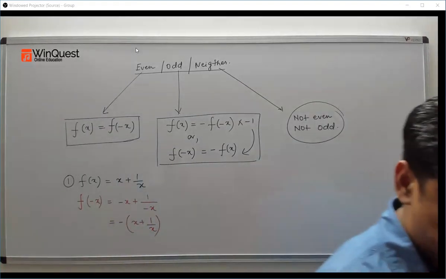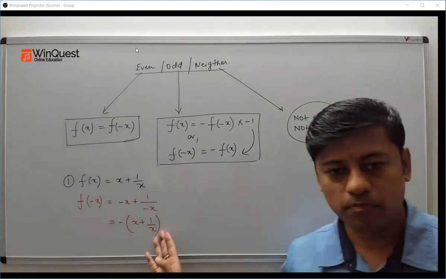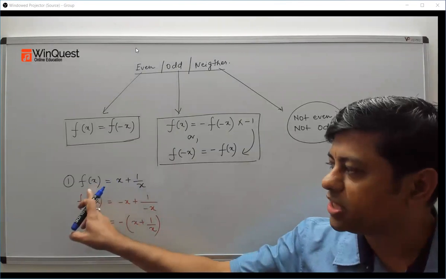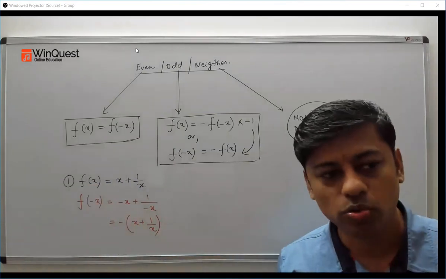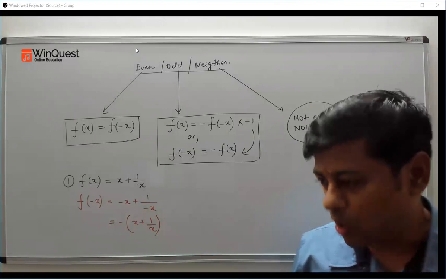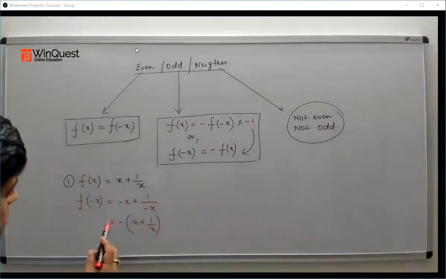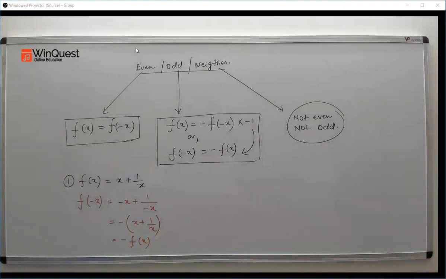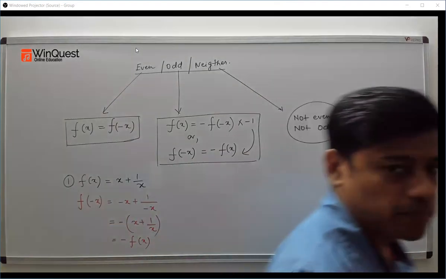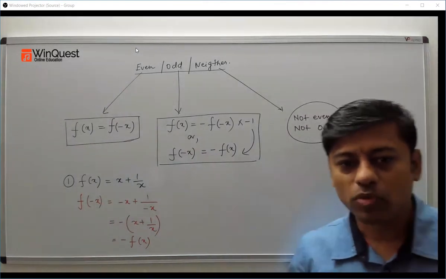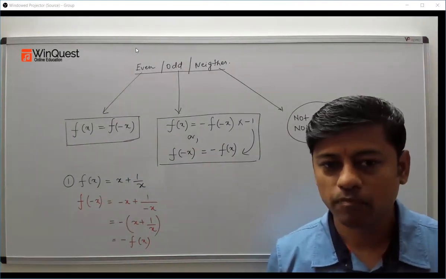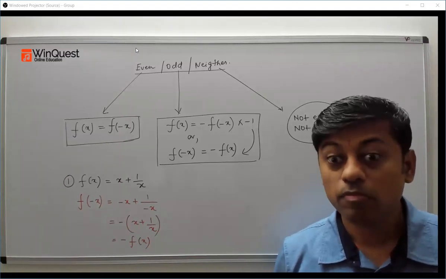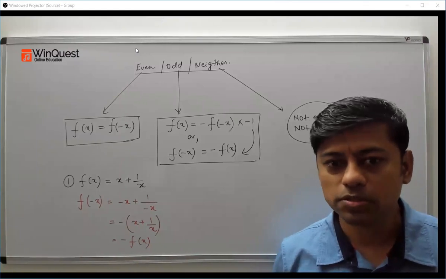Are my steps clear? Yes, sir. Yes. Now if you see, x plus 1 by x is originally f(x). Is it so? Yeah. Okay. So can I actually say this is negative of f(x) itself? Yes. What type of function does it become? Odd. Odd function. Yes. Others, please. Two people said odd.